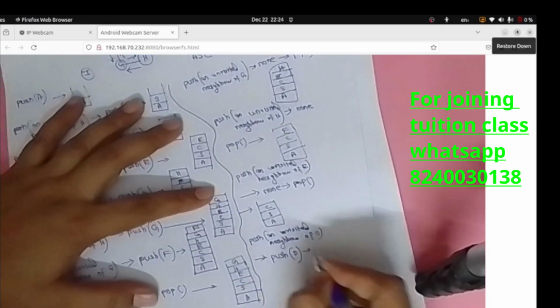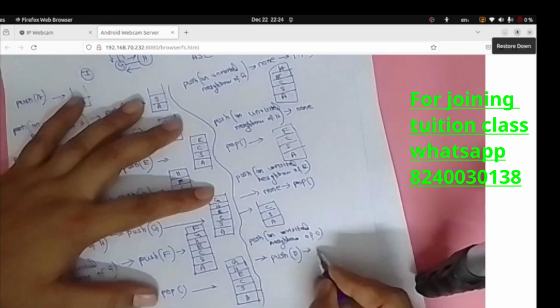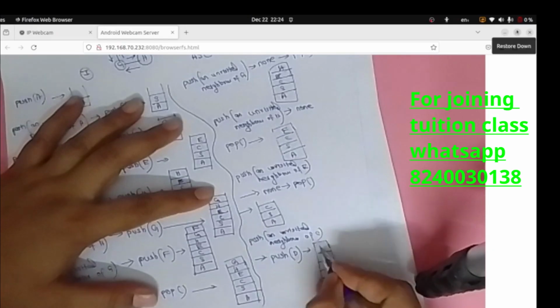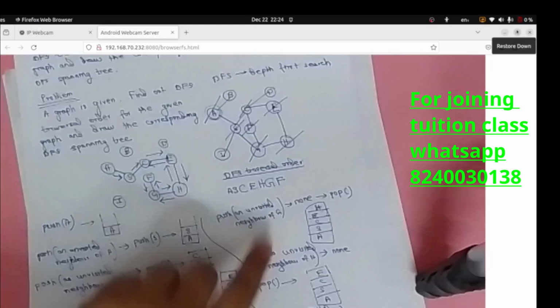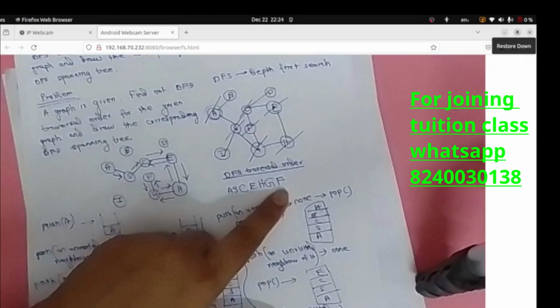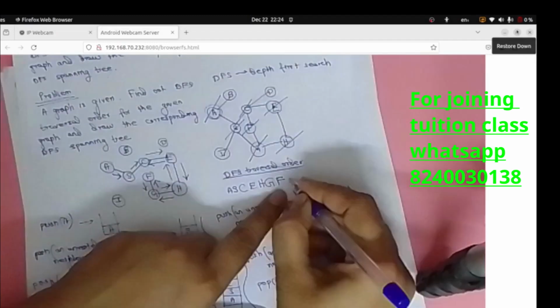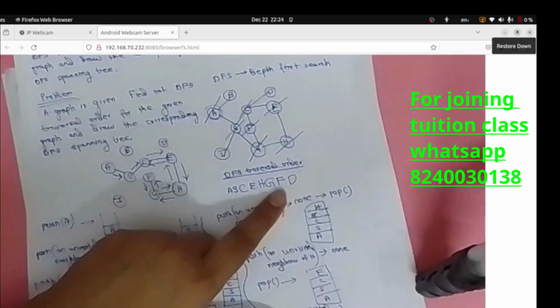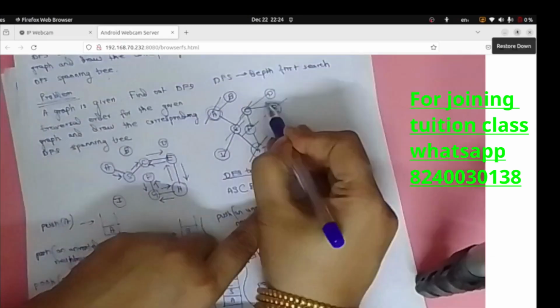So what will be the change in the content of the stack? Previous stack content was A, S, C. Now D becomes the topmost element. So in DFS traversal order, as D has been pushed, the next vertex in the sequence will be D, and vertex D will be marked as visited.